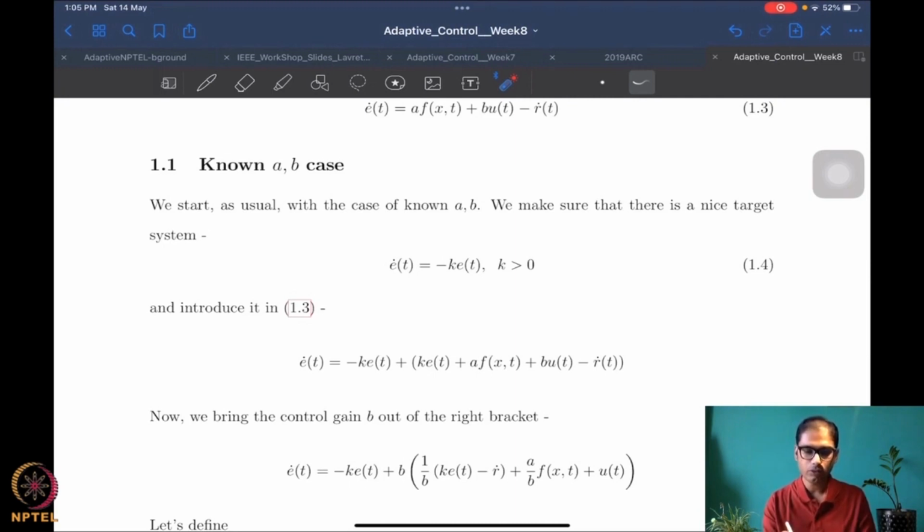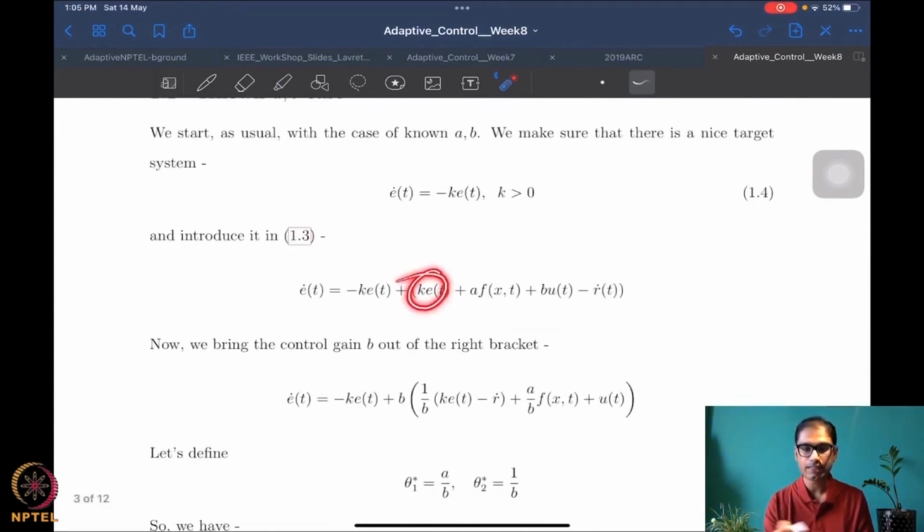Okay, so what we do is this minus Ke is the nice term, so I introduce it in the E dot, and then I also add a plus Ke, so that these two just cancel out and I have not really changed anything in the right hand side. Okay, so this minus K is there, and then I look at all these terms together. Because I want to sort of cancel this also, right? What do I do? I take the control gain B outside. Okay, so this is a trick.